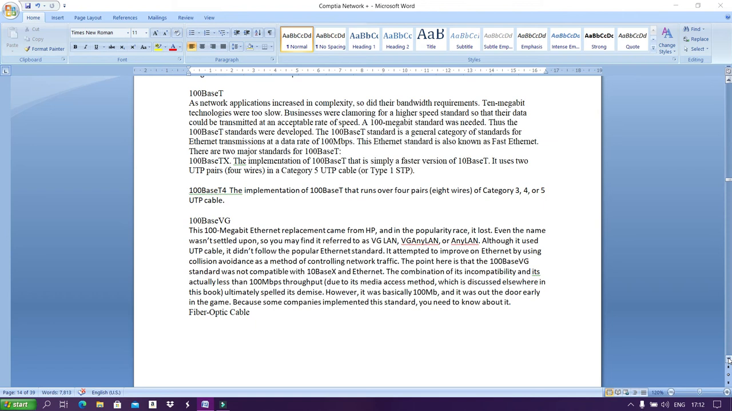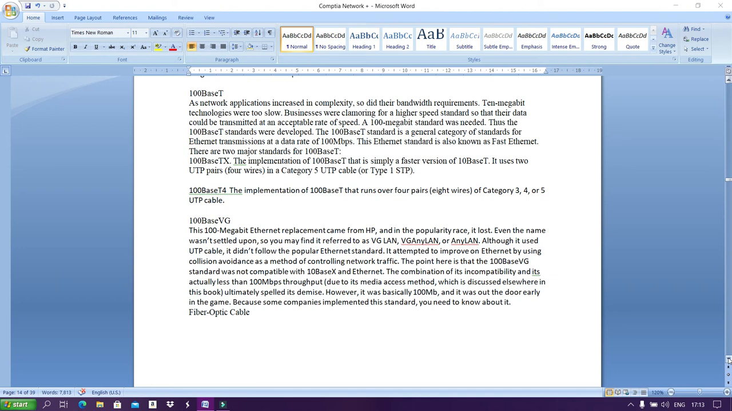Even the name wasn't settled upon, so you may find it referred to as VG LAN, VG AnyLAN or AnyLAN. Although it used UTP cable, it didn't follow the popular Ethernet standard. It attempted to improve on Ethernet by using collision avoidance as a method for controlling network traffic. The point here is that the 100 Base-VG standard was not compatible with 10 Base-X and Ethernet.